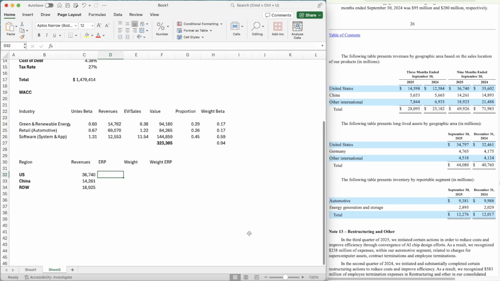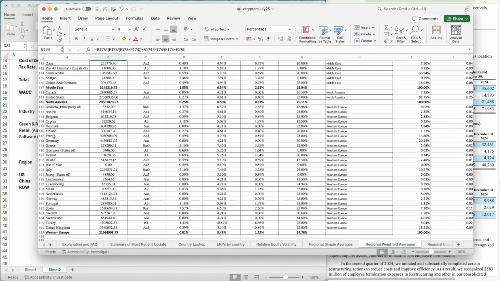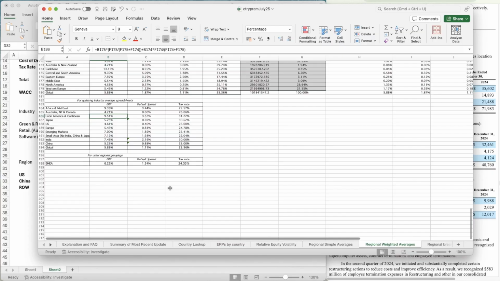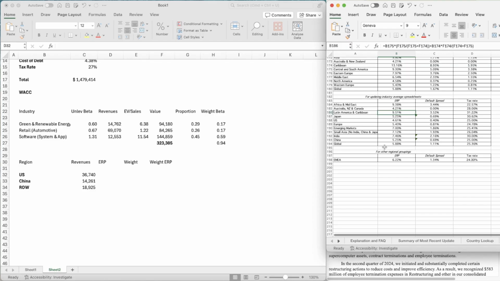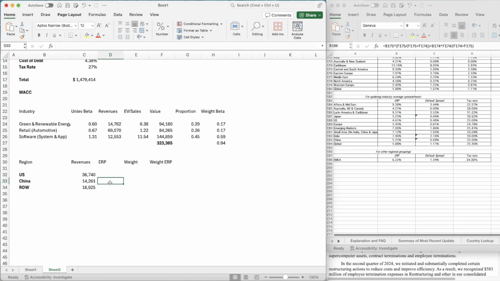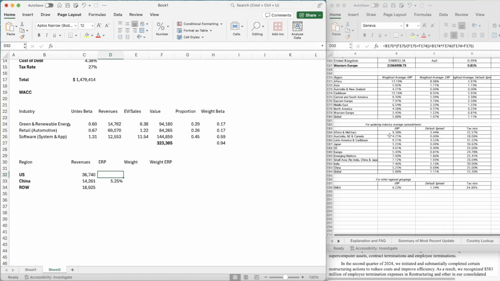The ERP is, we have another spreadsheet for this. Let me bring it up. So we want down here. We can see China is 5.25%. The US is, where is it? Yeah, 4.61.